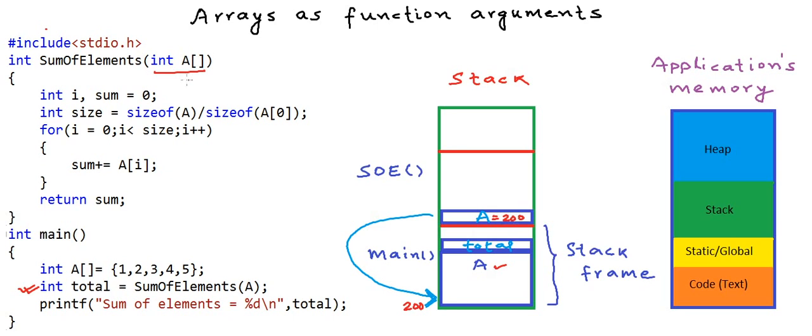The compiler implicitly converts this int A to something like int star A. That is, this A here in this particular format is not interpreted as an array, but it is interpreted as a pointer to integer. So whether you write int space variable name following these brackets, or you write something like int star space A, they're both the same.